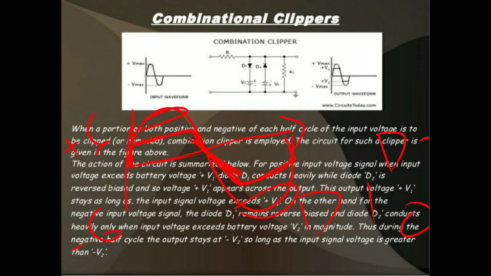In nonlinear wave shaping, we have two parts, that are clippers and clampers. Clippers is the first part. Clippers are of different types. They are positive series clippers, negative series clippers, positive shunt clipper, negative shunt clipper, positive biased clipper and negative biased clipper, and combinational clipper. Once again, I am giving a brief overview of the clippers part.